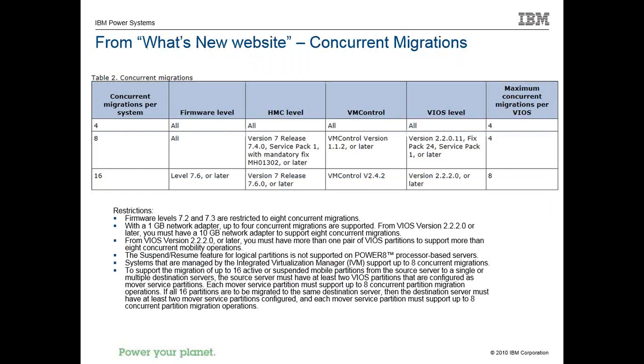Also, from the What's New website, we have a little more information on concurrent migrations. I'll just leave this in here for you to look at, so you can go off and see what levels of VIOS you're running, what levels of HMC you're running. It has a column in here called VM Control. If you're using VM Control, it will tell you what you're doing.